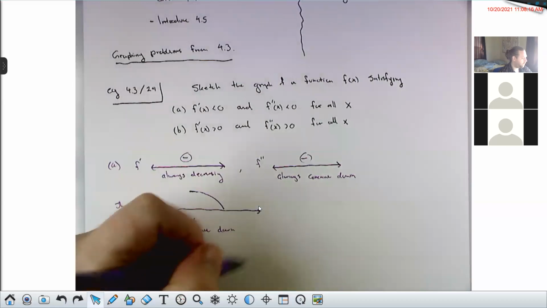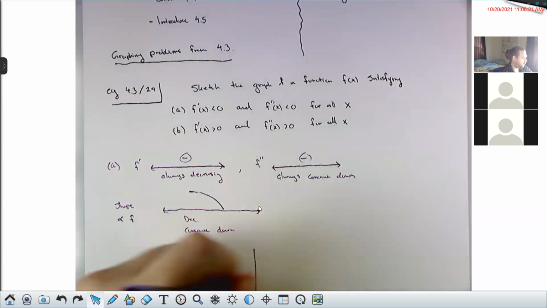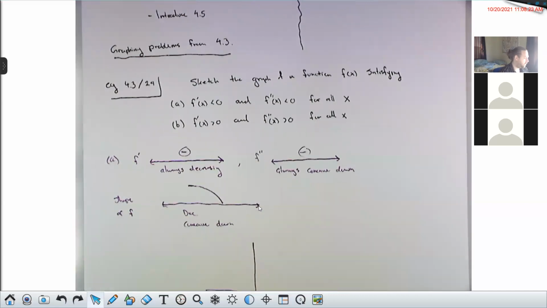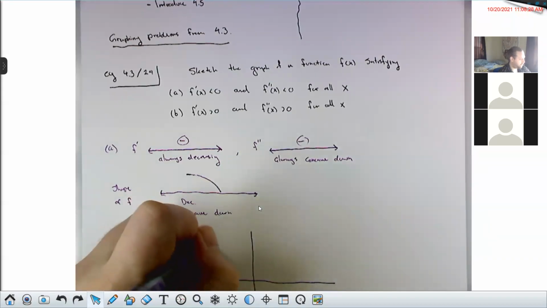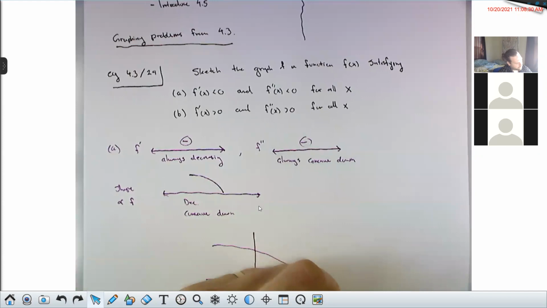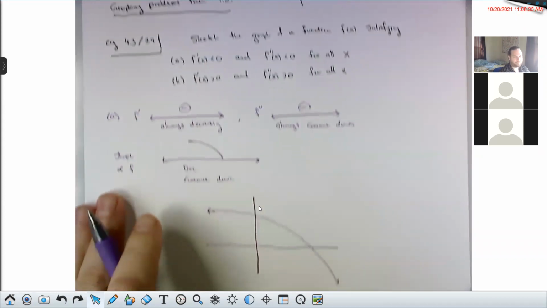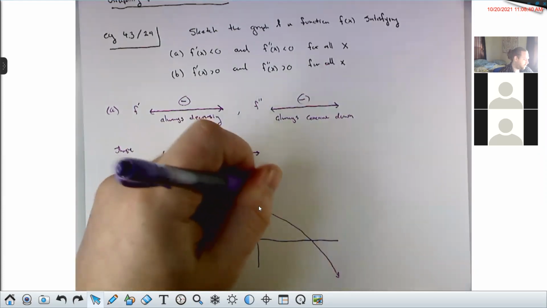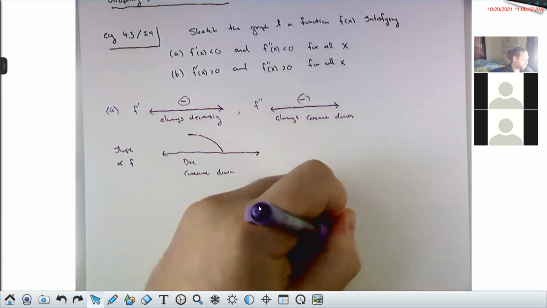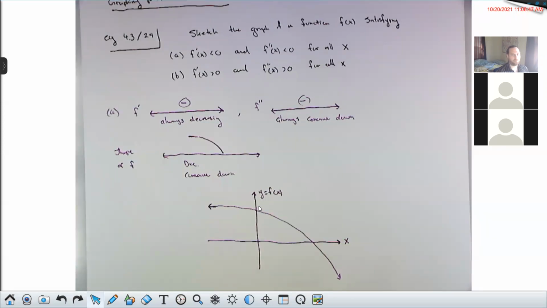So for part A, a graph I could draw, a function that is always decreasing and concave down. What would be, just something like this, right? Always decreasing, always concave down. Not terribly exciting. Do I have a particular function in mind here? No. Just drawing a graph that has the appropriate shape. That's it.